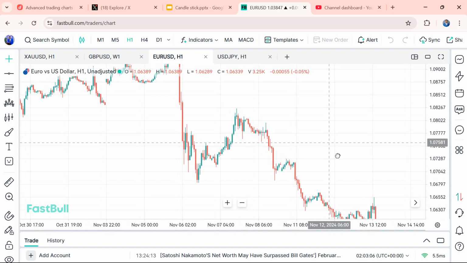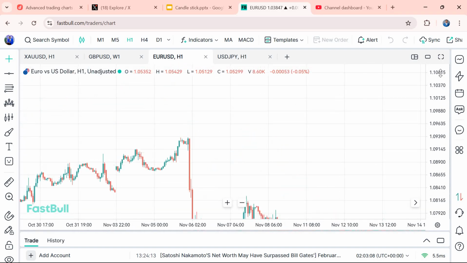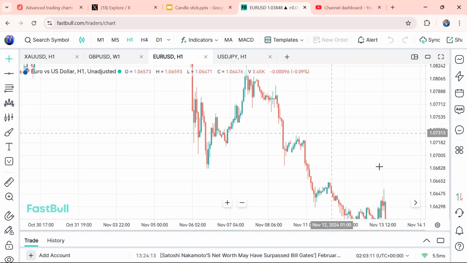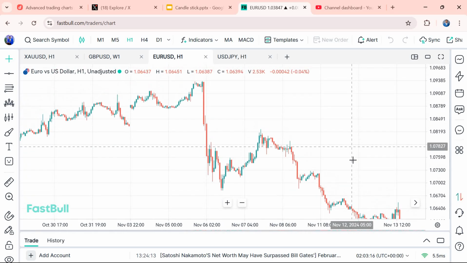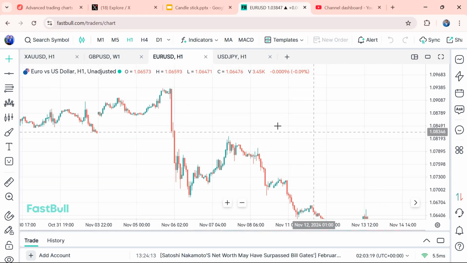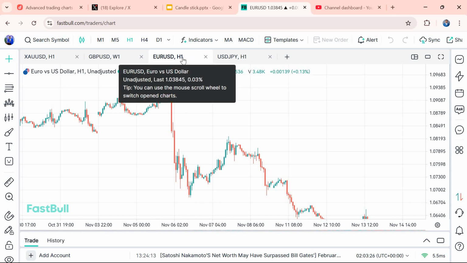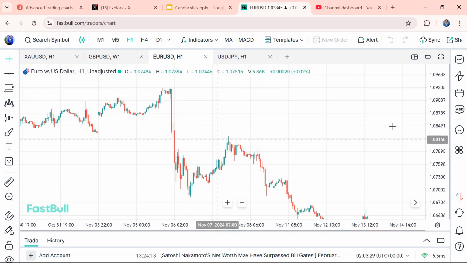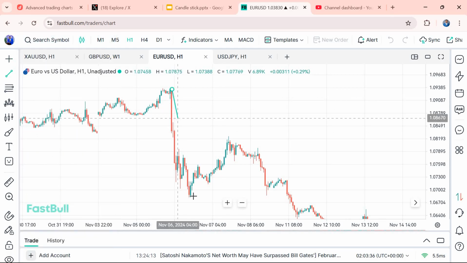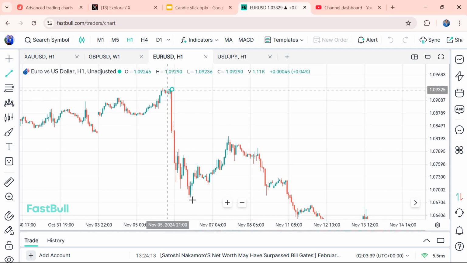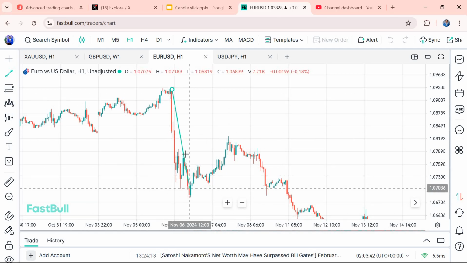For the sake of time, I'm just going to show you one example. I have an example here. This is the EUR/USD market, on the 1 hour time frame. You could see that the market was trending down, the market was coming down. Price was in a downtrend.